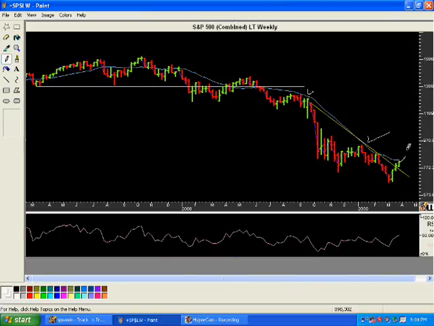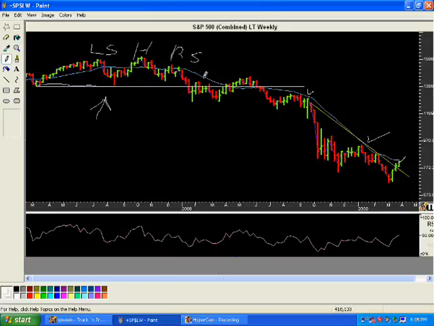If we start breaking through this 832 level, we could see a nice rally in the market. Going back all the way to 2007, we see this head and shoulders formation. We see a left shoulder. We see the head. Then we see the right shoulder in the market. I drew this trend line right here, going from this low here to this low.